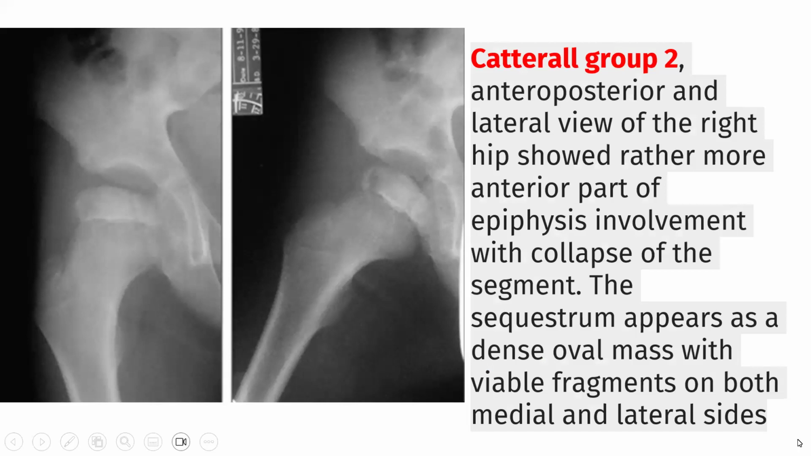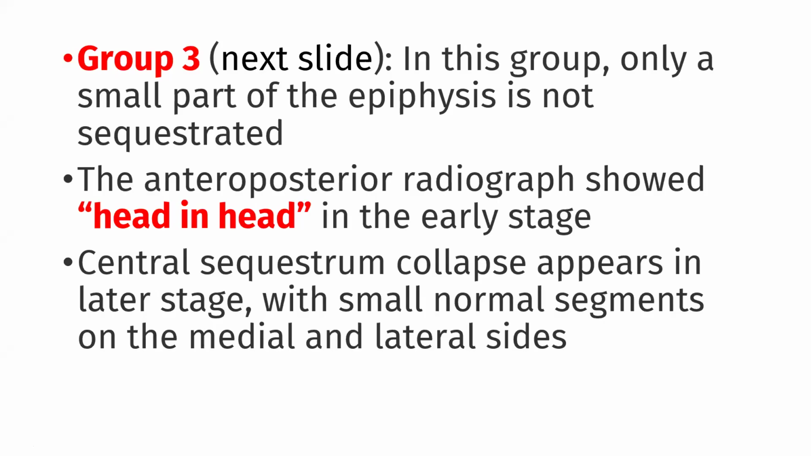And you have a sequestrum which appears as a dense oval mass with viable fragments on both medial and lateral sides. This is the sequestrum. These are viable. This is viable. This is category 2. Group 3, in this group, only a small part of the epiphysis is not sequestrated. And this is what Salter used to say always. It gives you a head in the head appearance.